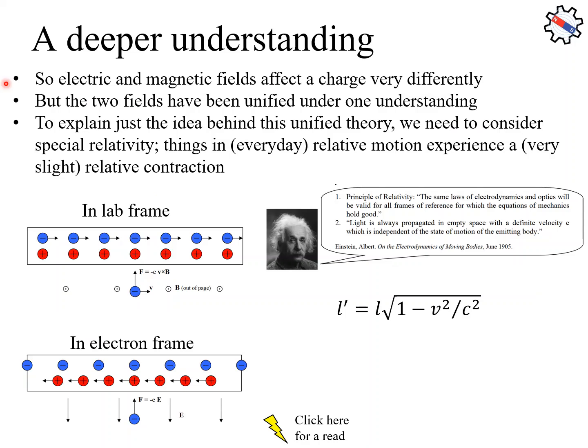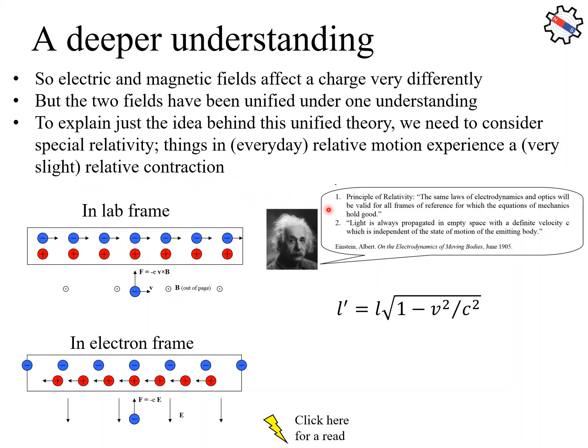So electric and magnetic fields affect the charge very differently. But we ought to put a qualifier in here in saying that the two fields, although apparently very different, have been unified under one understanding. We can explain just the idea behind that unified theory here without going into the maths. It comes from the idea of Einstein's special relativity, that things in relative motion experience a relative contraction. That's going to be true for very fast things as much as it's going to be true for everyday relative motions. It's just the contraction is going to be so slight in everyday relative motions, it's not something we give a thought to normally.